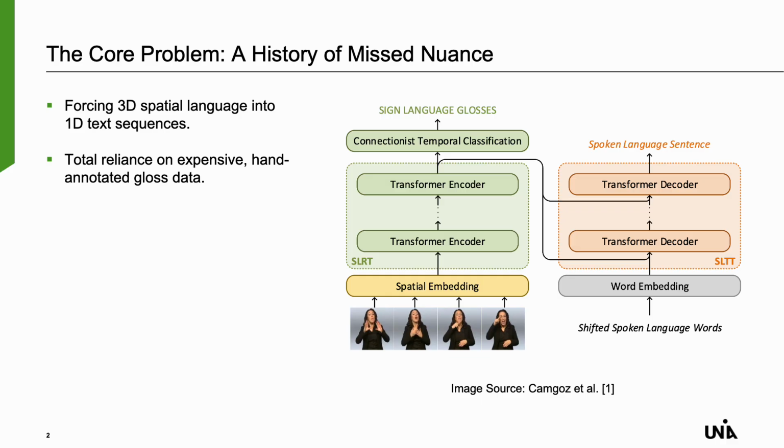Because creating these glosses relies entirely on human experts manually annotating hours and hours of video data, it is incredibly expensive and time consuming. As a result, AI models were only being built for a few well-funded sign languages, while the vast majority of the world's sign languages were completely ignored.